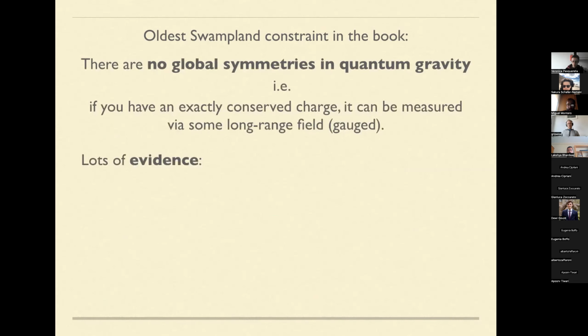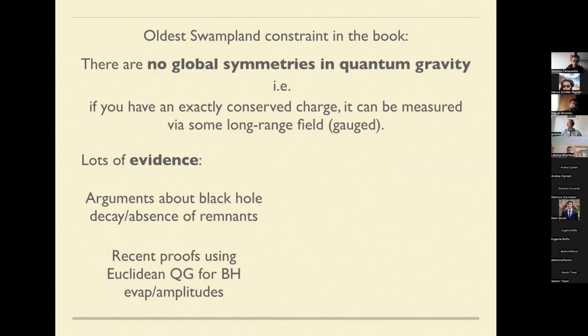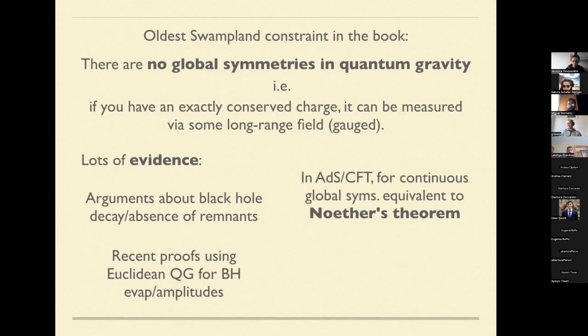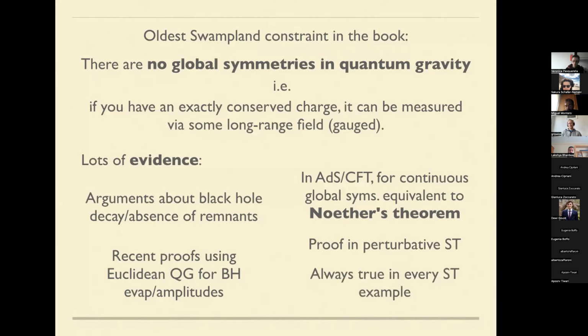Now, we have lots of evidence for this. You can make some black hole arguments involving decay of black holes. There are recent proofs using the Euclidean path integral in restricted contexts. This one I particularly like: for continuous global symmetries, it is actually equivalent to Noether's theorem of the dual field theory in AdS/CFT. You can prove it in perturbative string theory, and it is true in every string theory example.